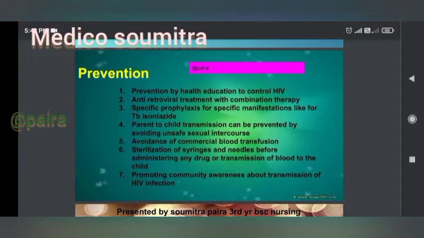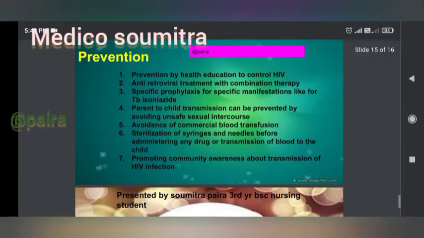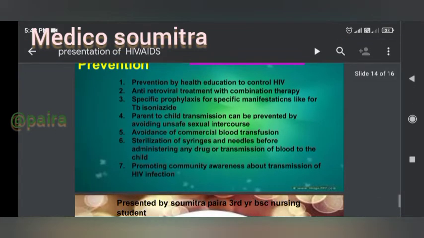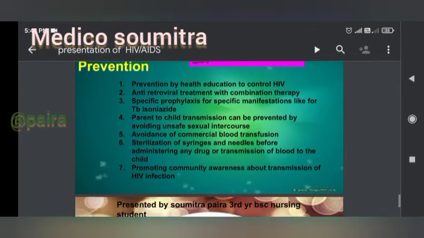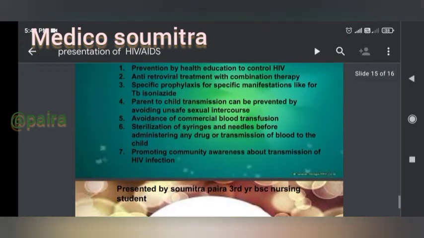Parent to child transmission can be prevented by avoiding unsafe sexual intercourse, avoiding commercial blood transfusion, sterilization of syringes and needles before administering any kind of drug or transmission of blood to the child, and promoting community awareness about transmission of HIV infection.